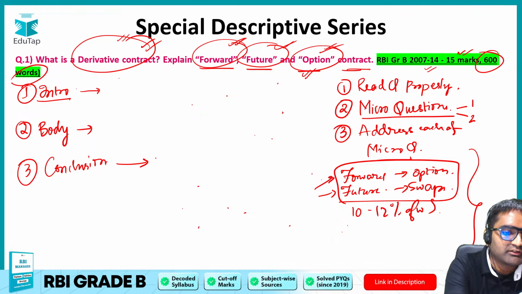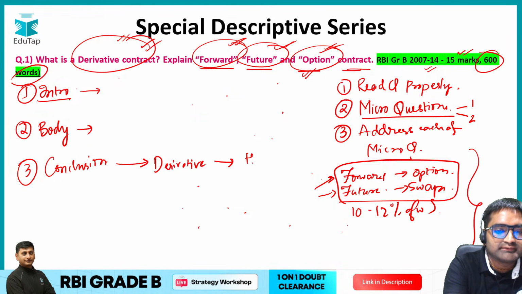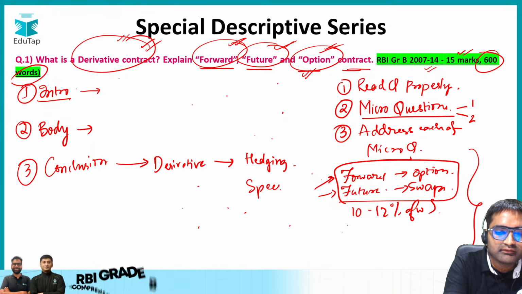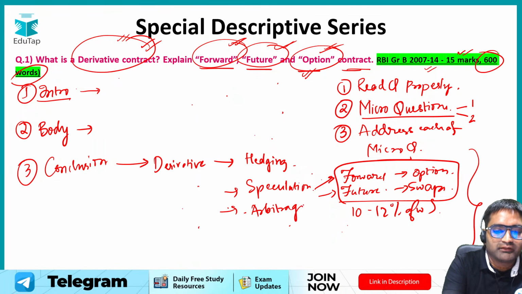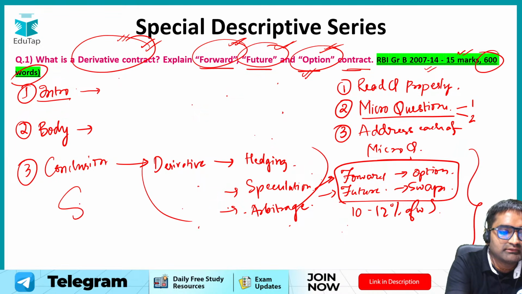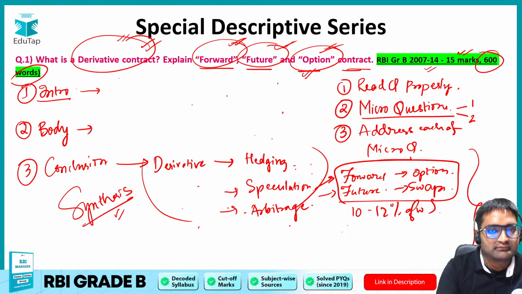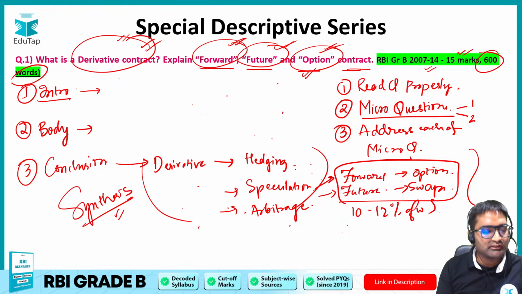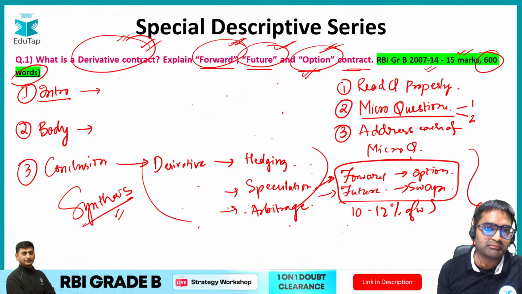How are derivatives utilized? Derivatives help for hedging purposes. They help for speculation, for speculatory purposes, and also for people who go for arbitrage. So the conclusion should give a synthesis of whatever has been discussed in the particular answer. In this way, these different kinds of derivatives help in providing different facilities with respect to the features of these derivatives.